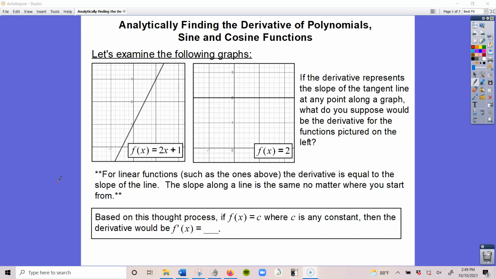Hey guys, today we're going to learn how to find the derivative of polynomial type functions along with sine and cosine functions using some shortcuts. So first let's look at these graphs.